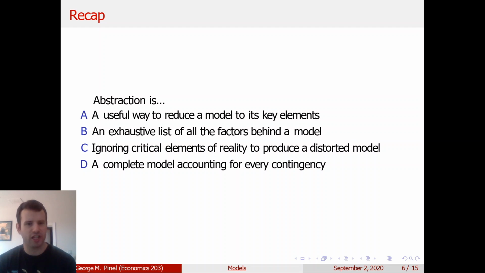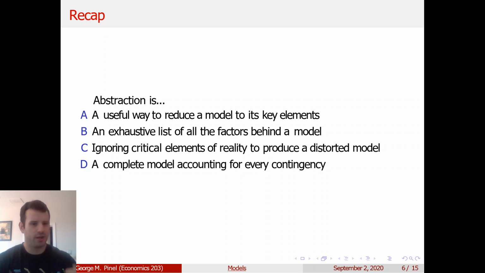All right. Next up, question 3. Abstraction is A, a useful way to reduce a model to its key elements. B, an exhaustive list of all the factors behind a model. C, ignoring critical elements of reality to produce a distorted model. Or D, a complete model accounting for every contingency.